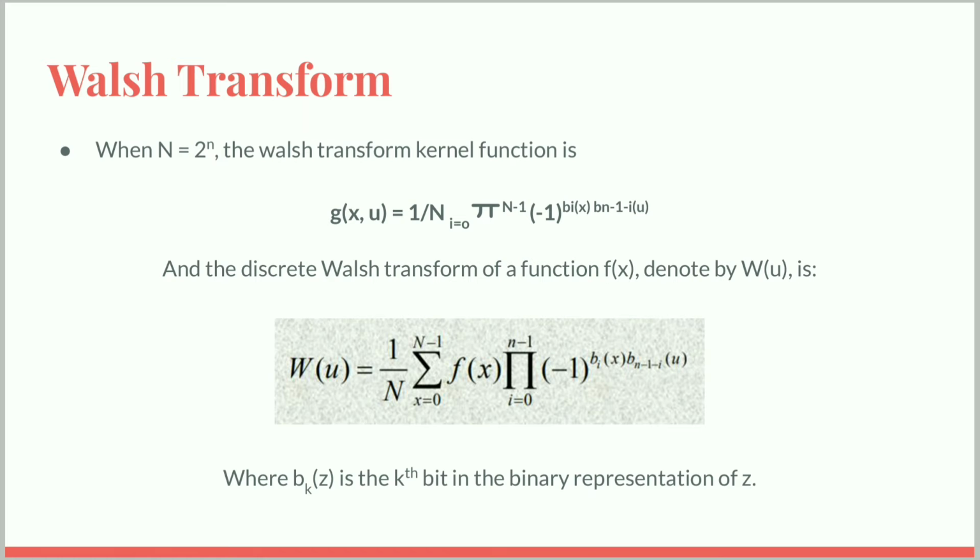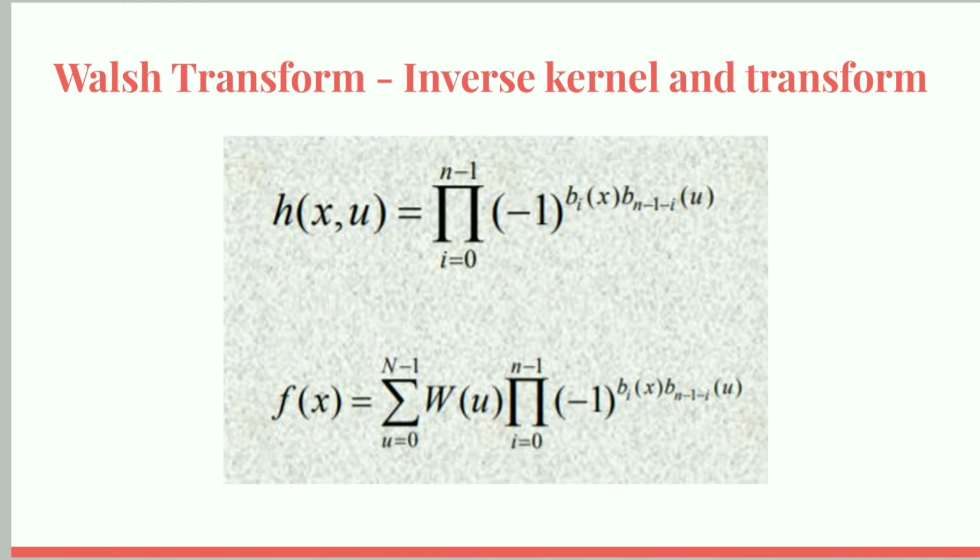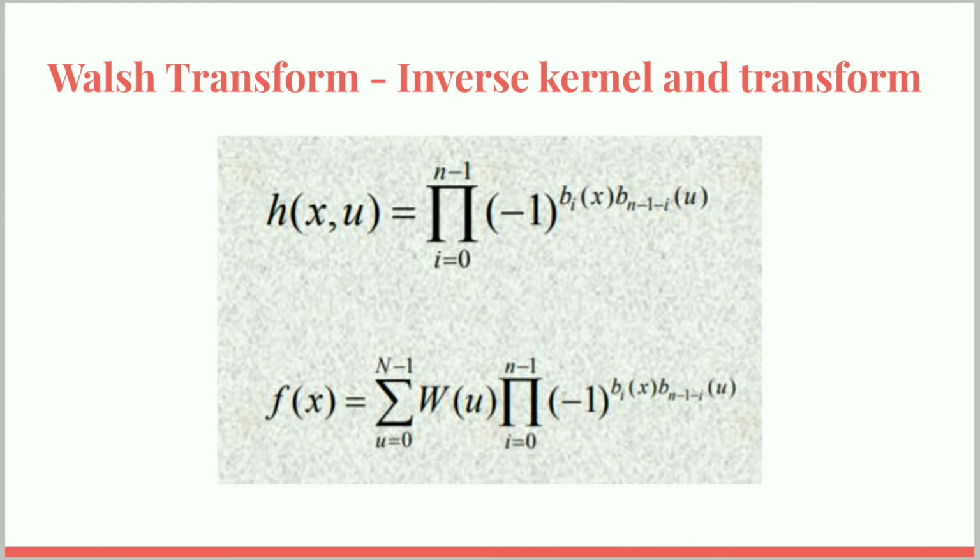And the discrete Walsh transform of a function f of x denoted by W of u is given here. Here b_k of z is the kth bit in the binary representation of z. The inverse kernel and the transform for Walsh transformation is shown here.